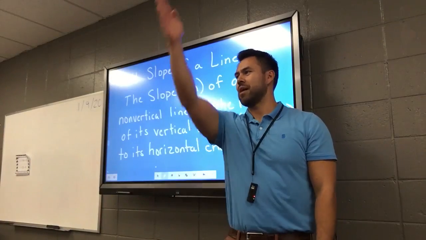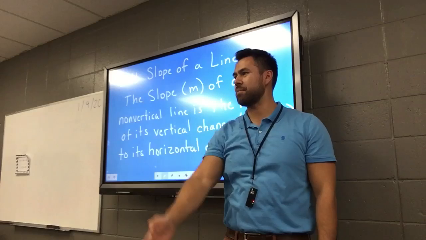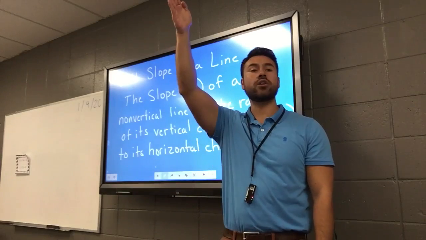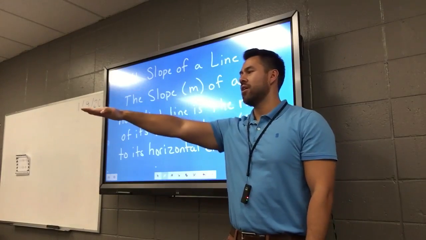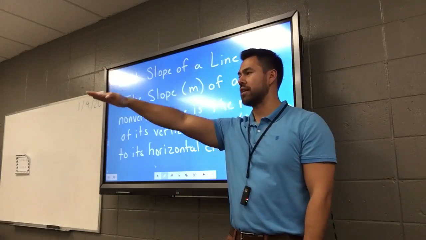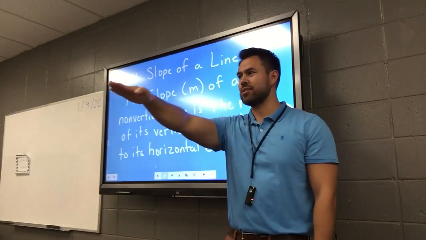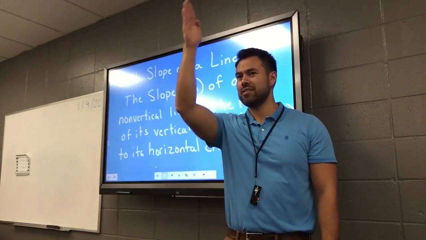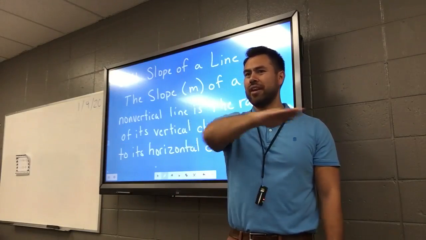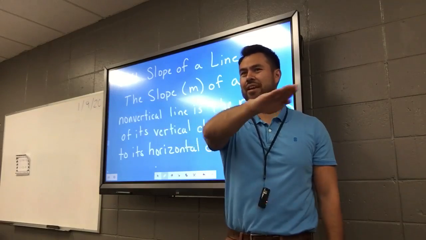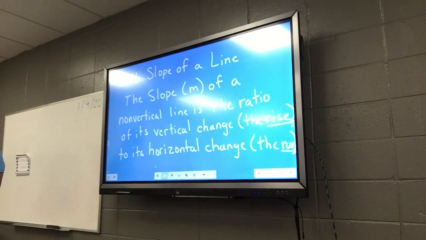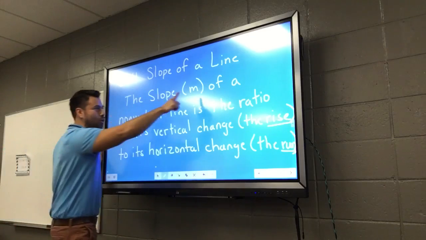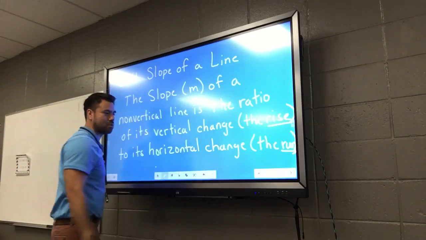This is rise, up and down. Does that make sense? Rising is up and down. You could rise in a positive way or you can rise in a negative way. The run, therefore, will be the horizontal change. So run, left and right. Can you guys do this? Show me the rise. Judo chop a little bit. Show me the run. Okay, good. That's what we're talking about. So we're going to compare the rise and we're going to compare the run. And that's going to give me the whole point of this lesson, M, which is your slope.